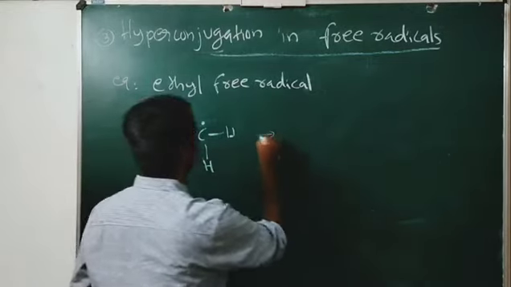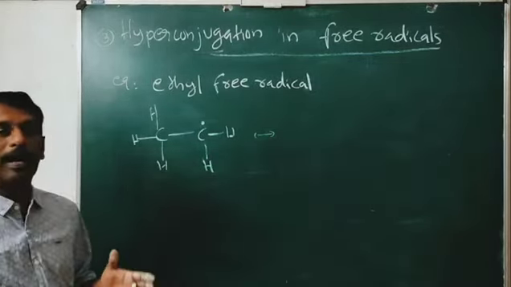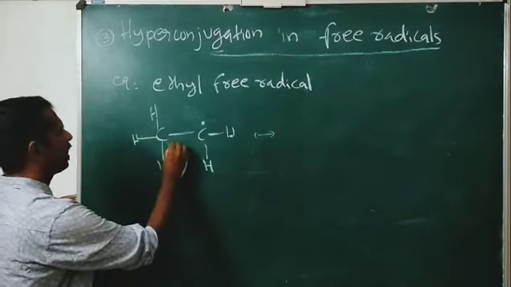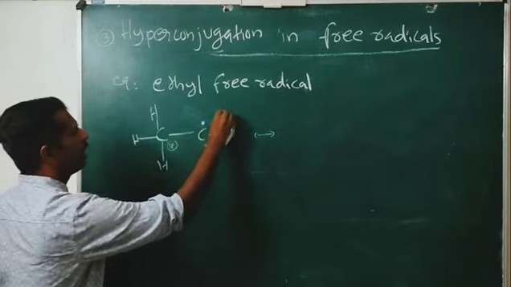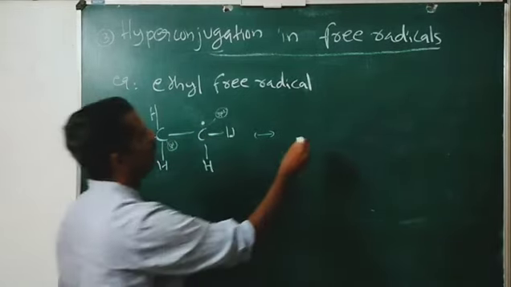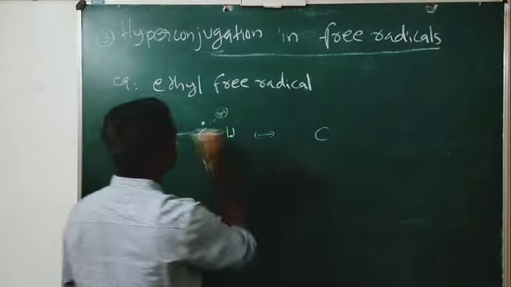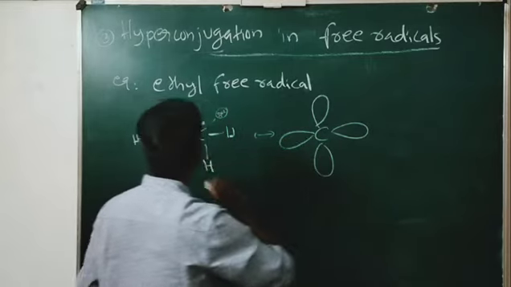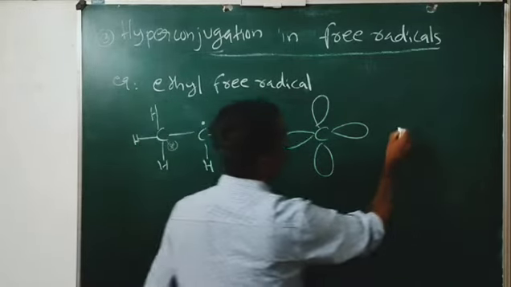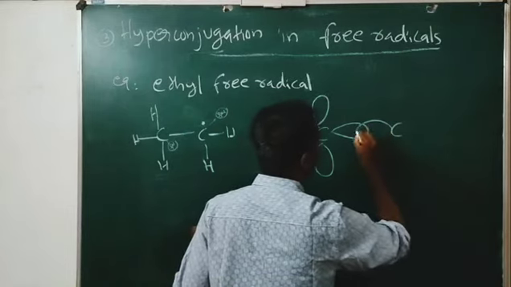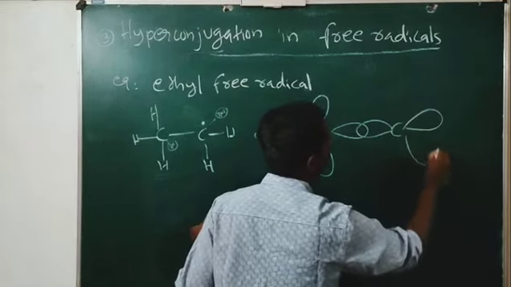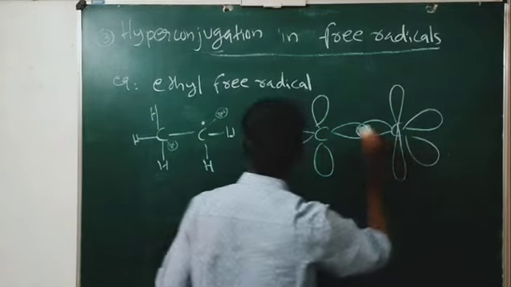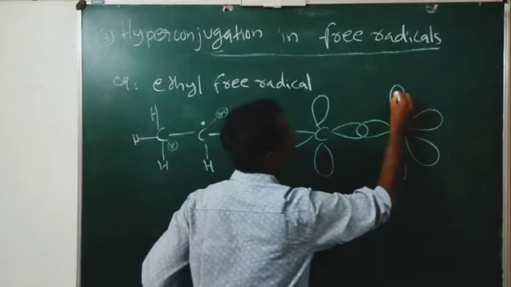Again, look at here, this ethyl free radical: this carbon is in sp2 hybridized state, and this is sp3 hybridized state. sp3 means there are 4 sp3 hybridized orbitals, and sp2 means 3 sp2 hybridized orbitals, and the fourth is an unhybridized p orbital.